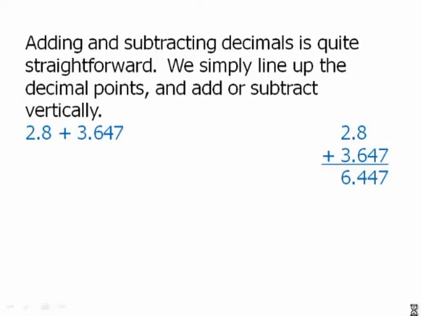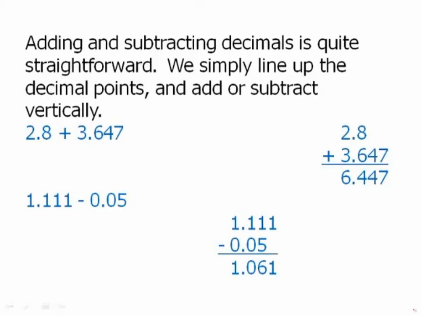Similarly, if we have to subtract these two numbers, we're going to line them up. The decimal places are lined up together. Now that they're lined up, we're simply going to subtract. And that's all there is to adding and subtracting decimals.